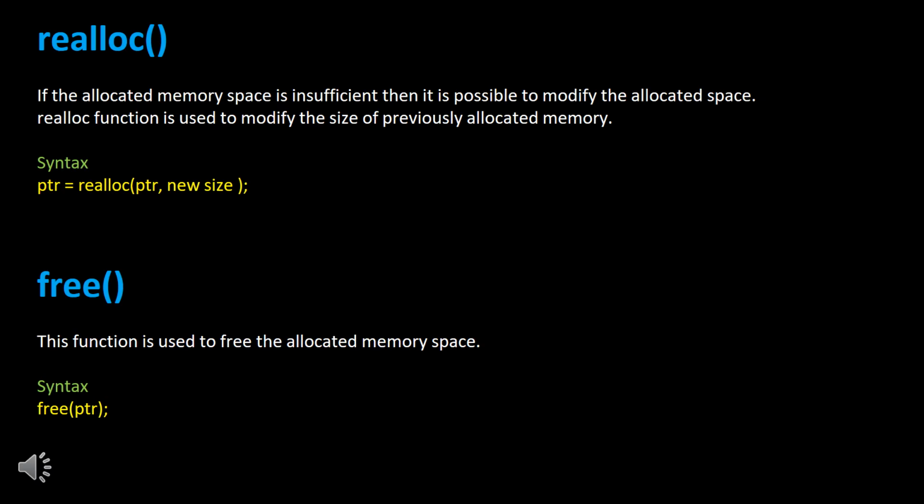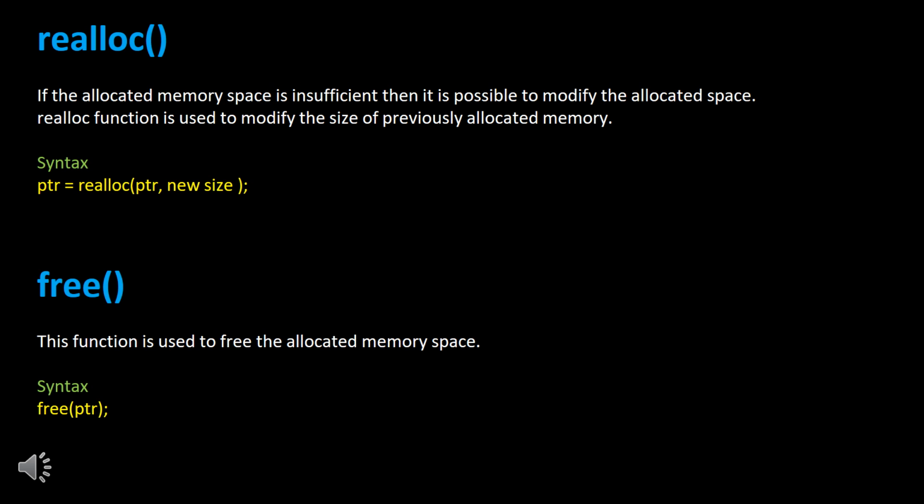For example, suppose you initially allocated 100 bytes using malloc, but later need 200 bytes. ptr = realloc(ptr, 200). This ensures you keep the data in the original 100 bytes while providing additional space. realloc is particularly useful in dynamic applications like resizing arrays, where the number of elements varies at runtime.